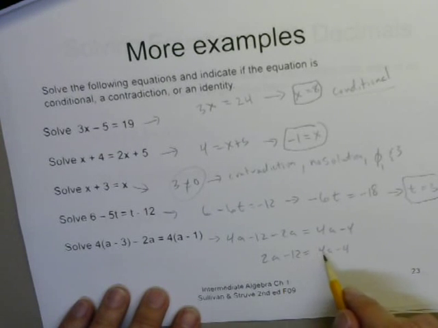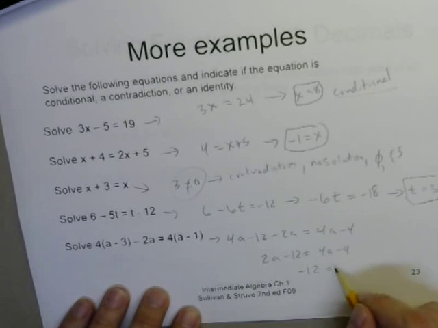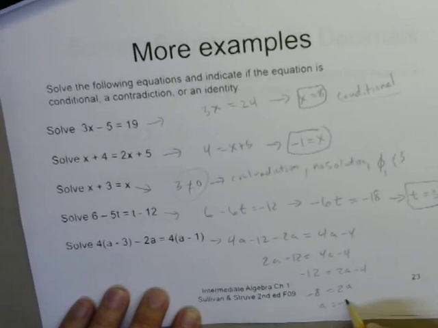So go ahead and maybe subtract 2a from both sides. You'll get minus 12 is equal to 2a minus 4. And then go ahead and add 4 to both sides. You'll get negative 8 is equal to 2a. So it looks like a is equal to negative 4, right? So that would be a conditional equation.